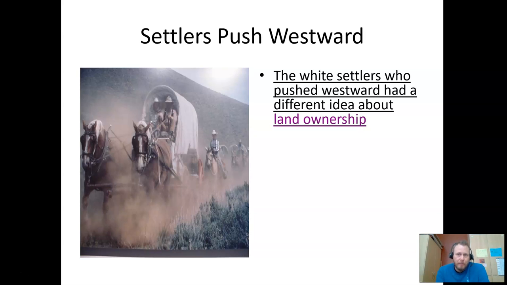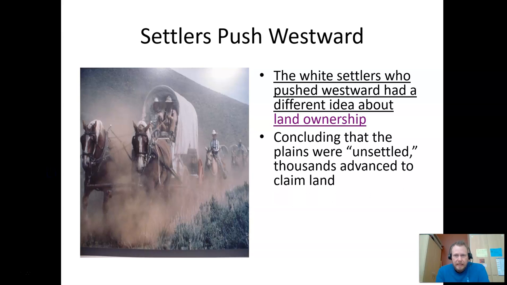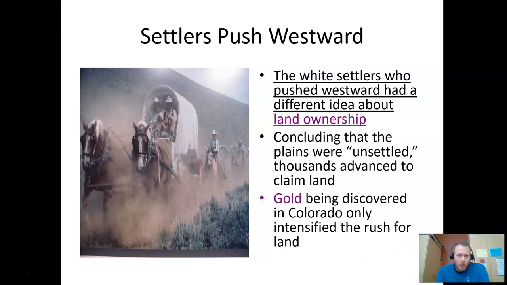So white settlers who pushed westward had a different idea about land ownership, as we talked about before. Concluding that the plains were unsettled, thousands advanced to claim land. Gold was discovered in Colorado. That only intensified the rush for land. We'll also talk about the Black Hills in South Dakota, and how gold was discovered there, later on.